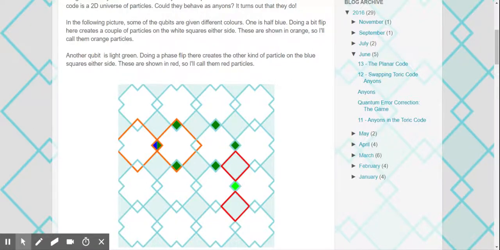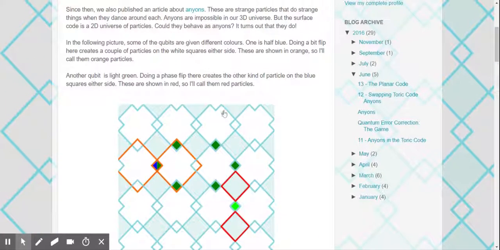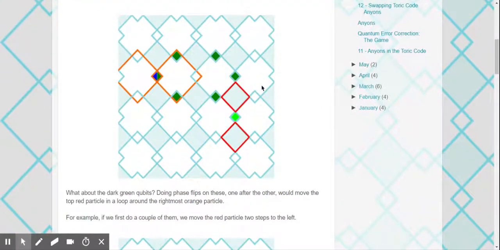Doing a bit flip here creates a couple of particles on the white squares either side. These are shown in orange, so I'll call them orange particles. Another qubit is light green. Doing a phase flip there creates the other kind of particle on the blue squares either side. These are shown in red, so I'll call them red particles.